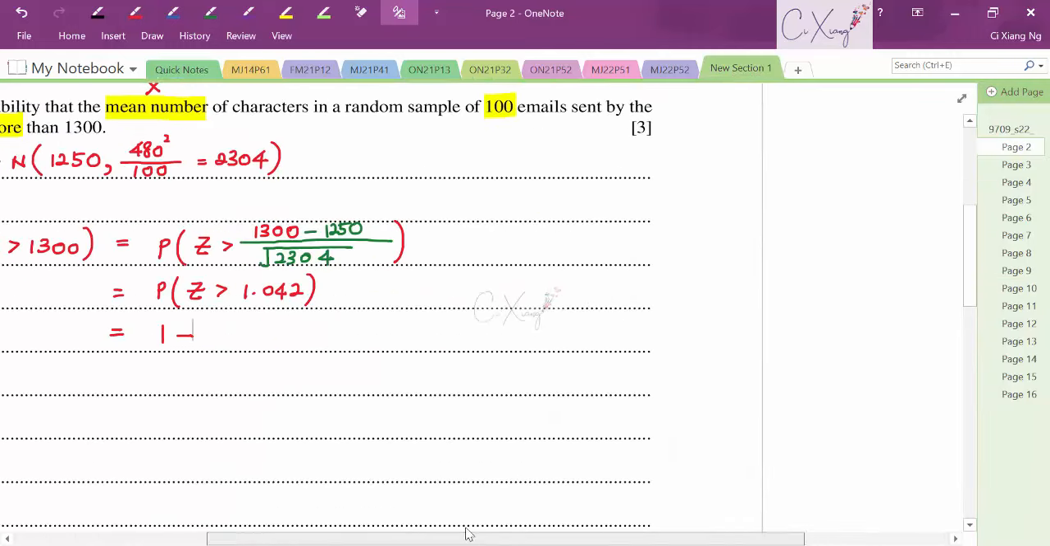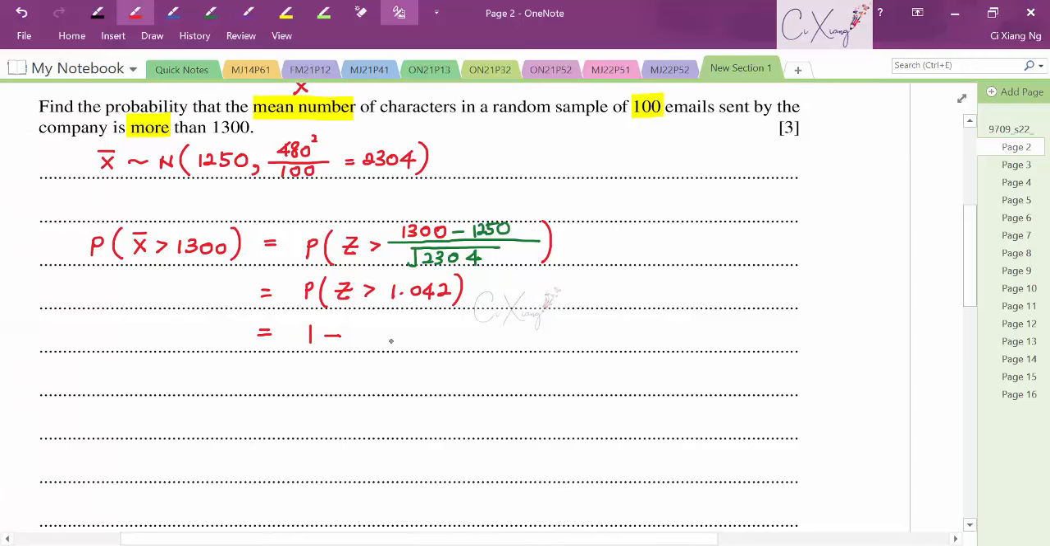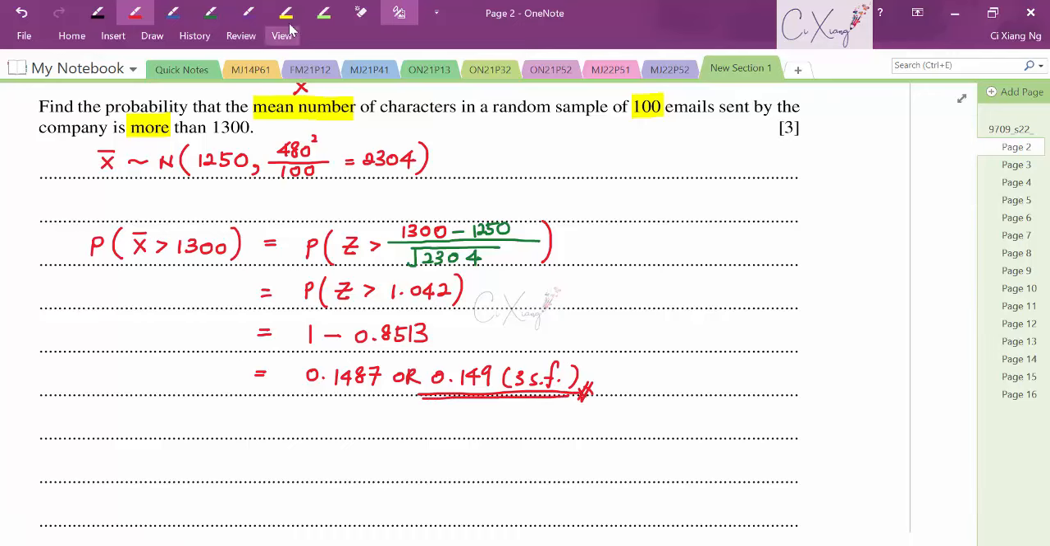Therefore, for our steps here, we have to take 1 minus 0.8513. And we'll get 0.1487, or we will change it to 3 significant figures, where it is 0.149. Okay, so this is how we solve question number 1.